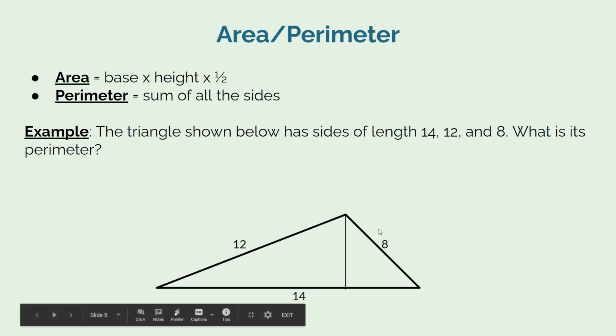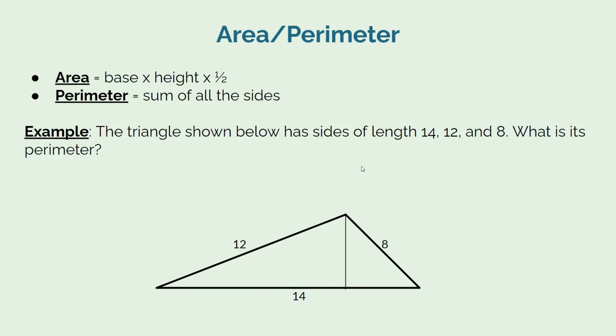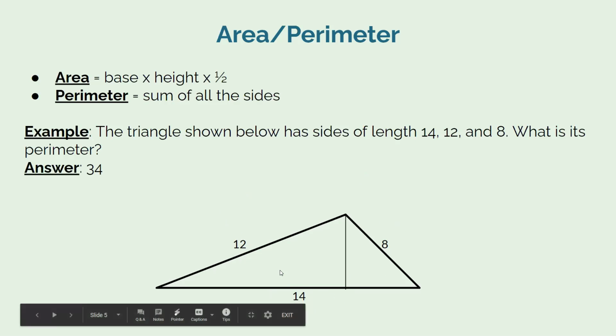All right, so I think most of the people are getting it right. So the answer is 34 because you just add up the lengths of the triangle. So that's 12 plus 14 plus 8, which is 32.